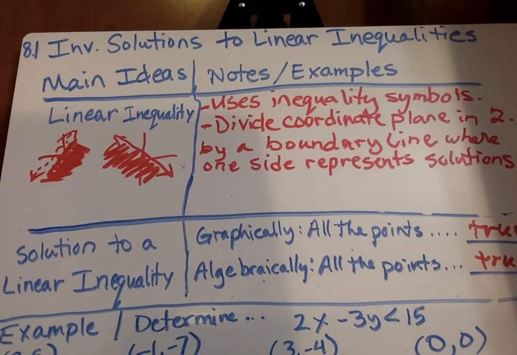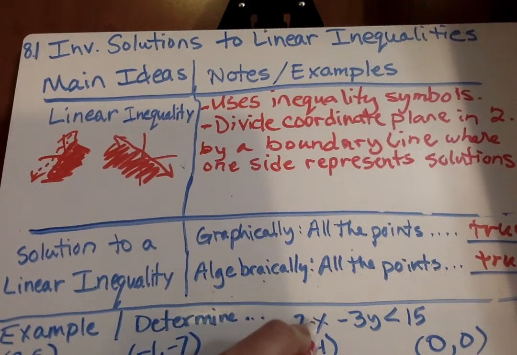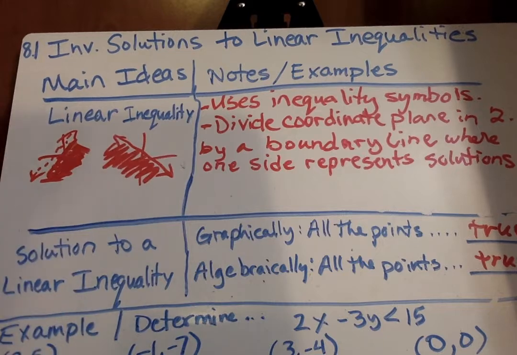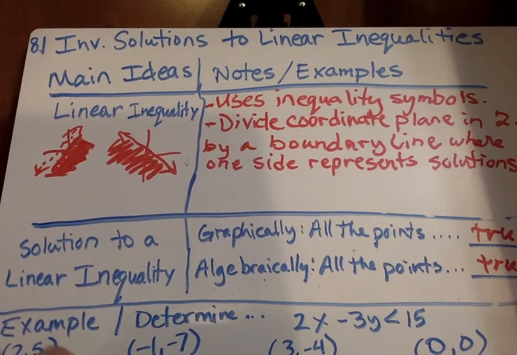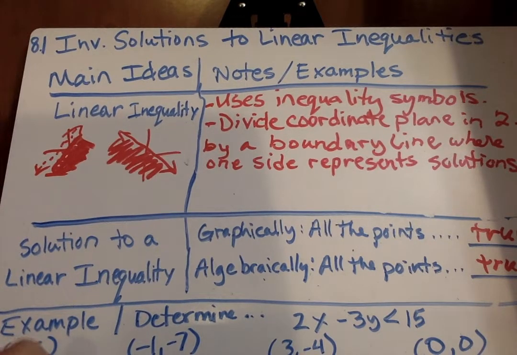Okay, so here's our example. Determine which ordered pairs are solutions to the linear inequality 2x minus 3y is less than 15. We want to see if 2, 5 is a solution. If I put 2 in for x, that's 4 minus 5 times 3, which is 15. Is that less than 15? 4 minus 15 is negative 11, and negative 11 is less than 15, so that's true.